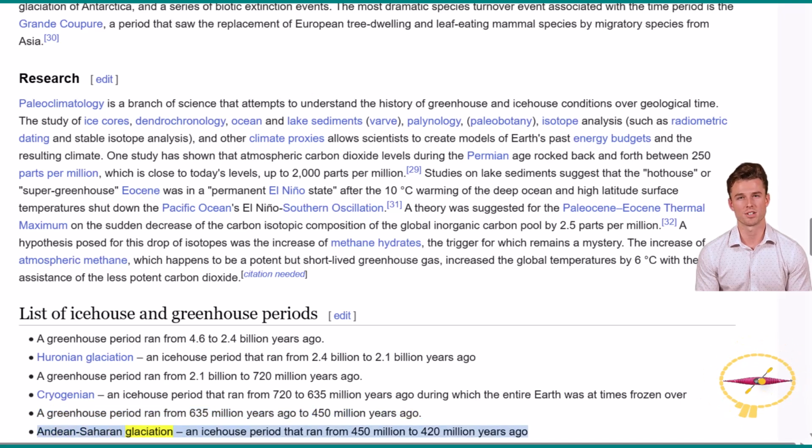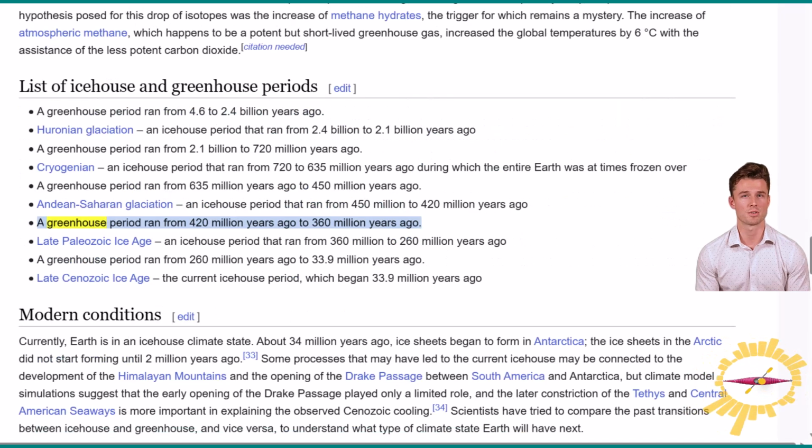Andean-Saharan glaciation, an icehouse period that ran from 450 million to 420 million years ago. A greenhouse period ran from 420 million years ago to 360 million years ago. Late Paleozoic Ice Age, an icehouse period that ran from 360 million to 260 million years ago. A greenhouse period ran from 260 million years ago to 33.9 million years ago. Late Cenozoic Ice Age, the current icehouse period, which began 33.9 million years ago.